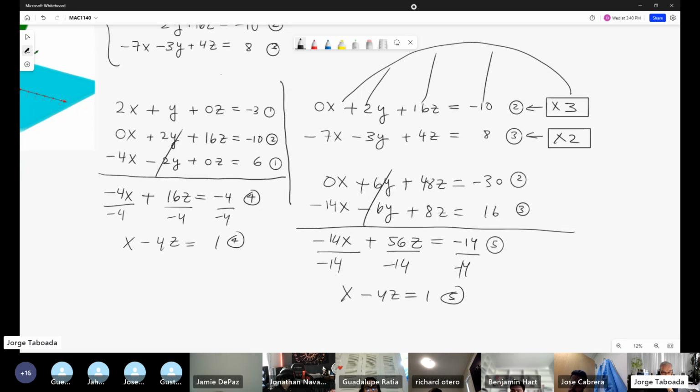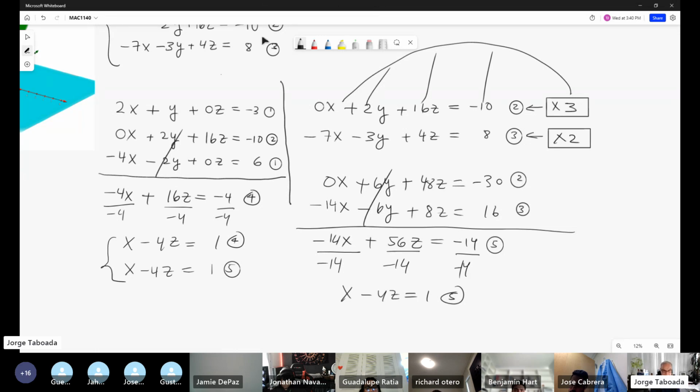Wow, look at that. Do you see what is the problem? I copy equation 4 and equation 5. What do you expect to happen? See, the equation is the same. This is logical or no?